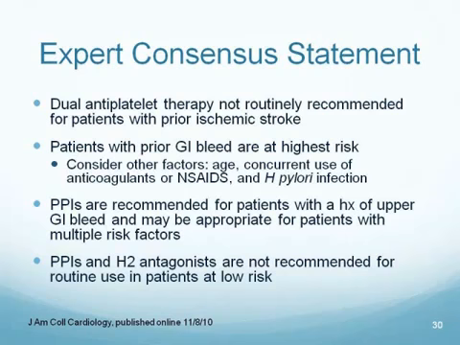and they also make the point that these PPIs could be used in other patients if they have multiple risk factors for GI bleeding. However, they do not recommend the routine use in patients who are at low risk. So the routine use of PPI or an H2 antagonist is not recommended for your patient who's low risk that requires dual antiplatelet therapy. So what does all this mean?